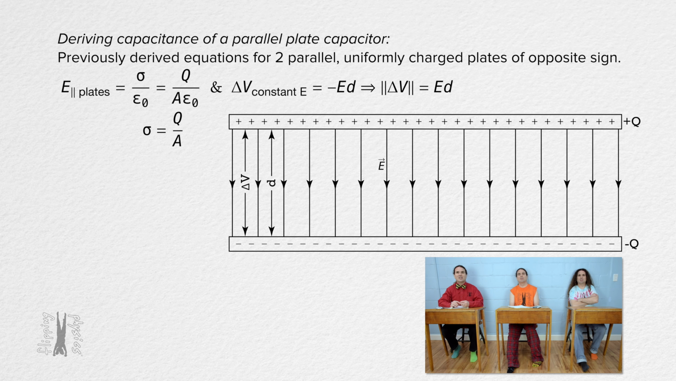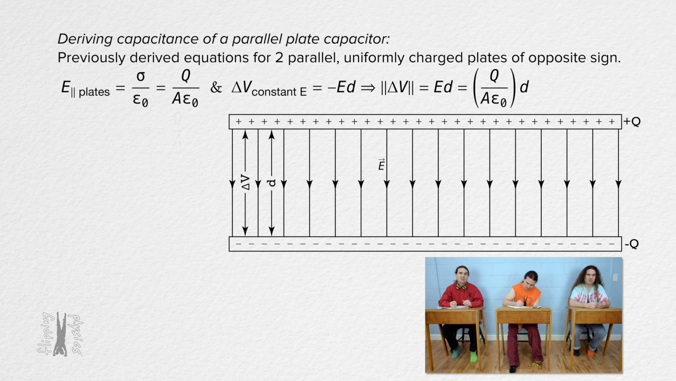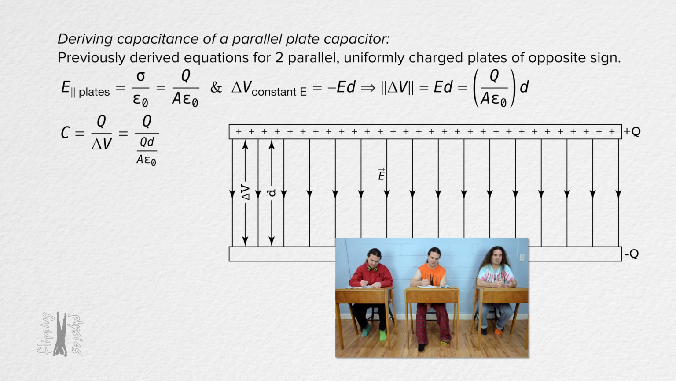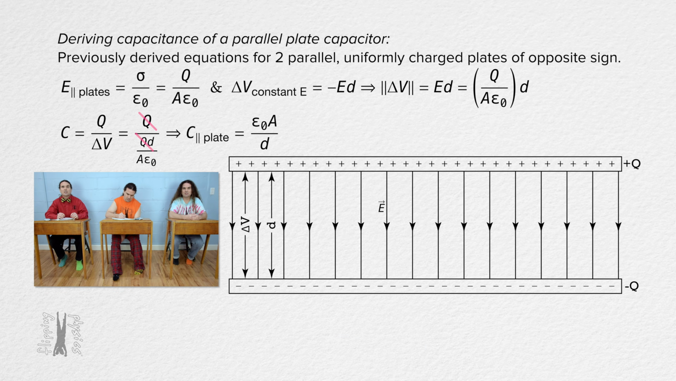Sure. Don't we just substitute the equation for the constant electric field between the two plates to get an equation for the magnitude of the electric potential difference, which exists between the two plates of a parallel plate capacitor, and then substitute that into the equation for capacitance? The charge of the capacitor cancels out, and we get that the capacitance of a parallel plate capacitor equals the electric permittivity of free space times the area of one plate of the capacitor all over the distance between the plates, right? That is correct, Bo.